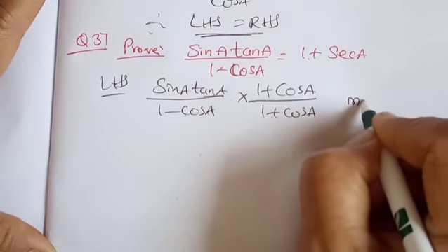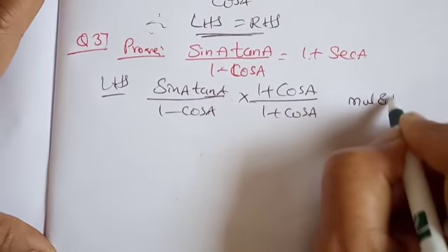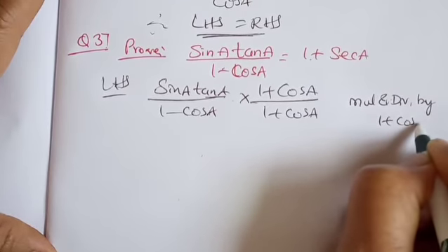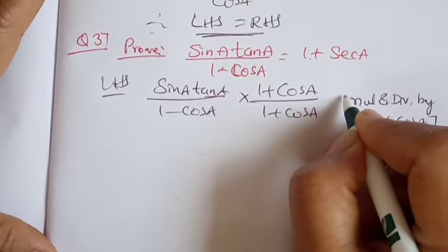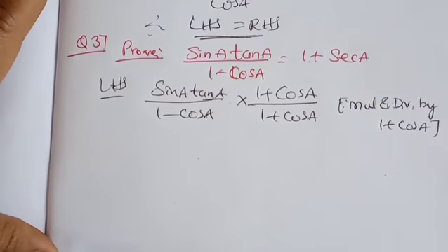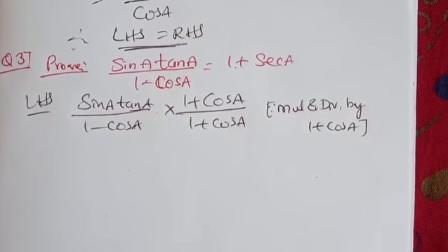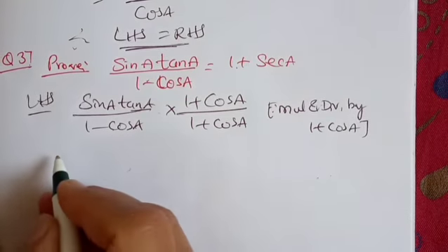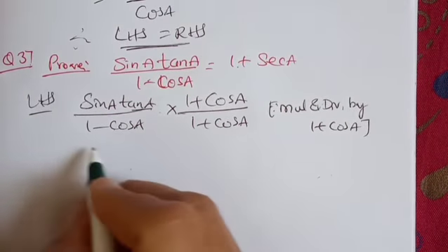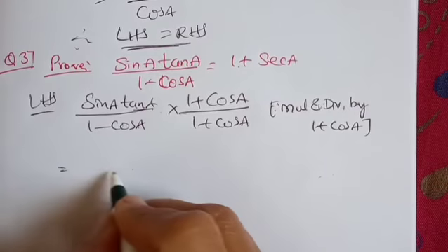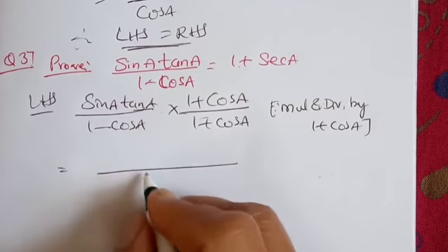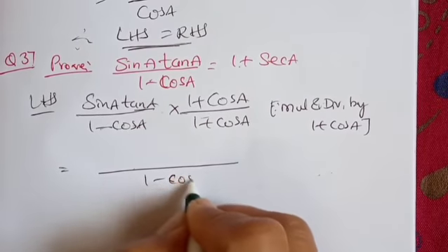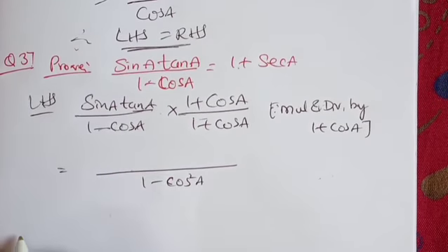So here again we will multiply and divide by 1 plus cos A by 1 plus cos A. Okay, what I am doing here? Multiplying and dividing by 1 plus cos A. Since you write the reasons. Okay, now here 1 minus cos square A in denominator, A minus B, A plus B. 1 minus cos square A.